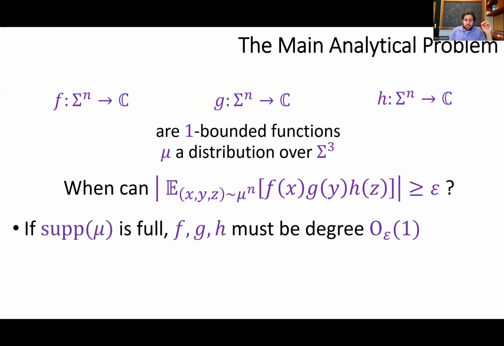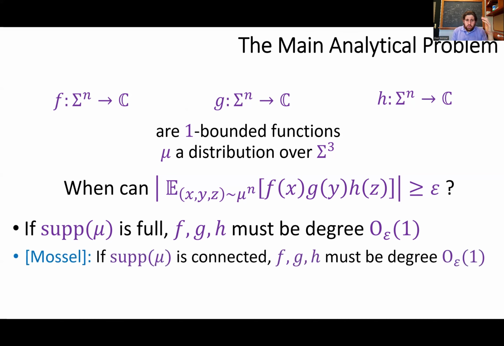So here is an observation. If the support of mu is full, then each one of f, g, h must be correlated with a low degree function. In fact, the most basic case where the support of mu is full and mu is just uniform is very easy to see because the expectation of f, g, and h is equal to the product of expectations. So this can only happen when f, g, and h are correlated with a constant function. If mu is not uniform, then this is a little bit more complicated, but it's still not very difficult to see that low degree functions is all that you can do.